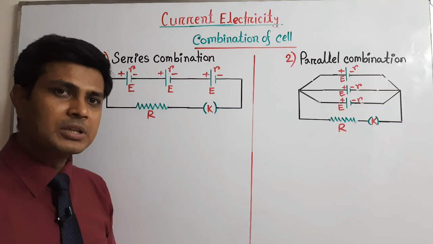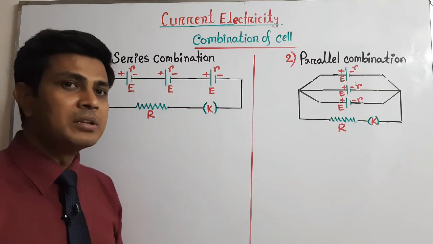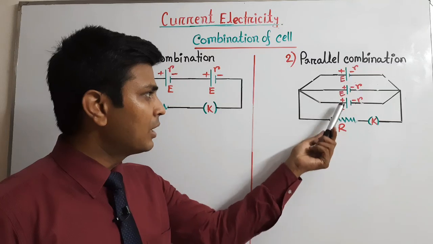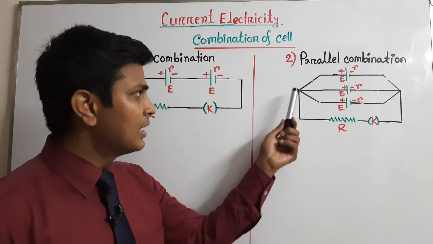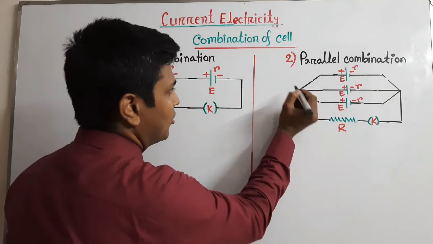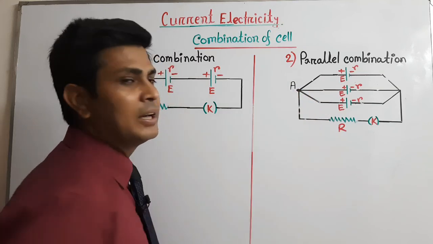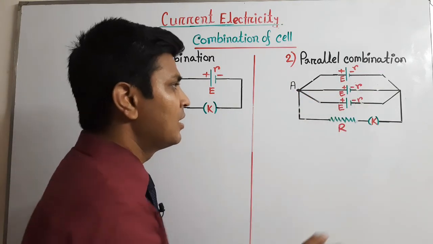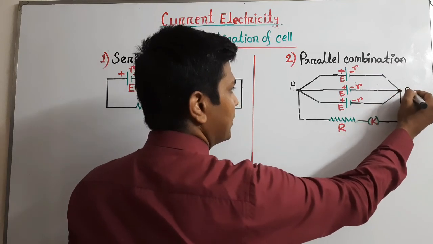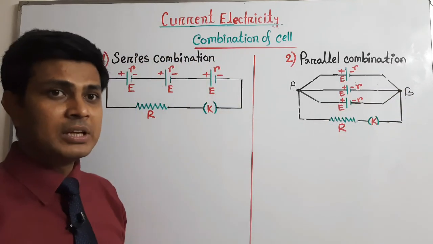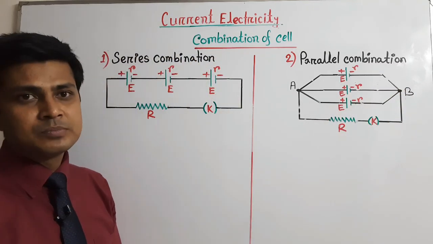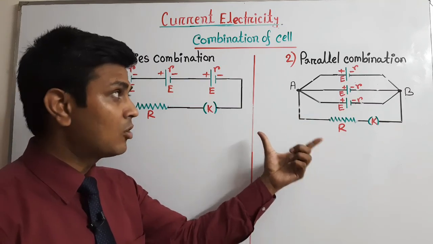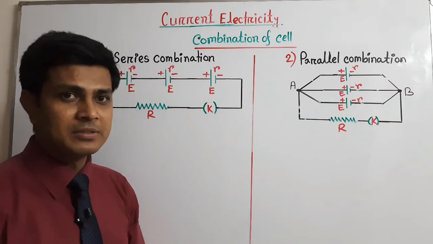Now parallel combination. Parallel combination means the cells are connected in such a way that the positive terminals of every cell are connected at a common point. Suppose this point is A, and the negative terminals of the cells are connected at another common point. That type of combination of cells is called parallel combination. And this is the same as the parallel combination of resistances.